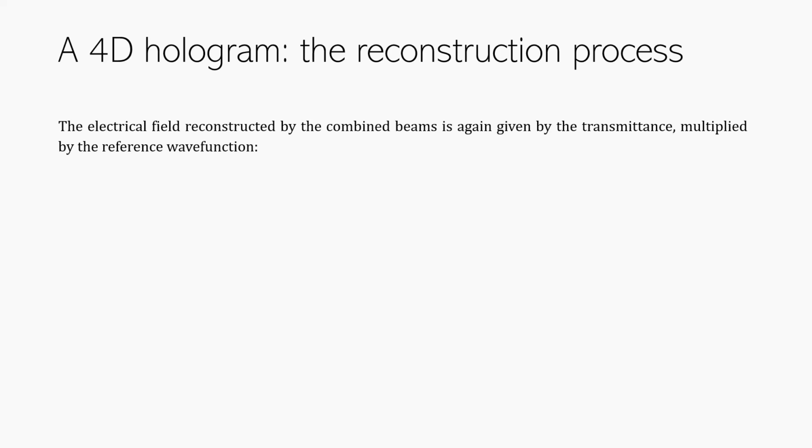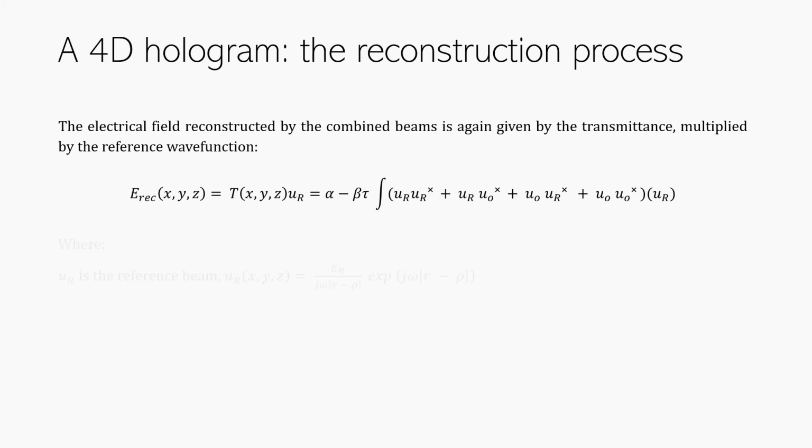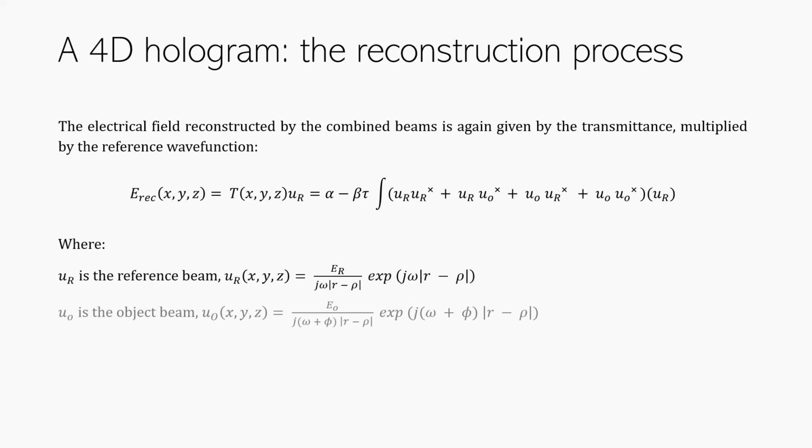The electrical field constructed by the combined beams is again given by the transmittance, multiplied by the reference wave function, which is again no change in energy distribution from the previous state. So we're subtracting the sum of all intensities from the background electrical field while adjusting for the exposure time and the sensitivity of the recording surface. And here, UR is the reference beam, and UO is the object beam with some phase angle difference to the reference beam. And that phase angle difference is the difference in that distribution of probability amplitudes. And of course, here the coordinates of the point source distribution across the recording plane are defined across 3 dimensions, not 2.